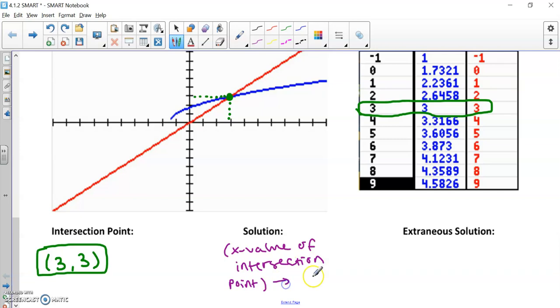So what that means is that for us, our answer is 3, because that is the x value of our intersection.